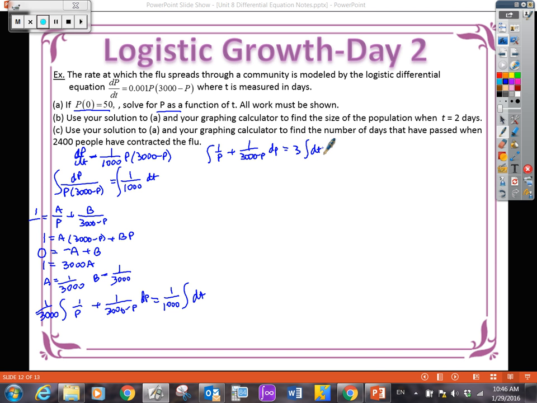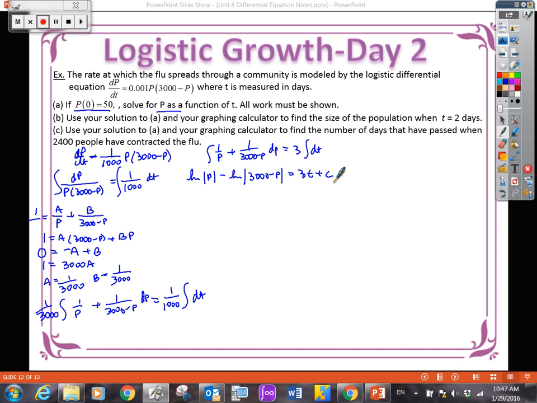So at this point we would integrate, and we know these integrals pretty well by now, I'm sure. Natural log absolute value p. This one, the second piece, I'm actually going to have to do a little baby u sub in my head because the p is negative. So it's actually going to be negative natural log absolute value 3000 minus p. Again, I'm going to wait to do the c on the other side, on the right side, so I get 3t plus c. Okay, we okay?